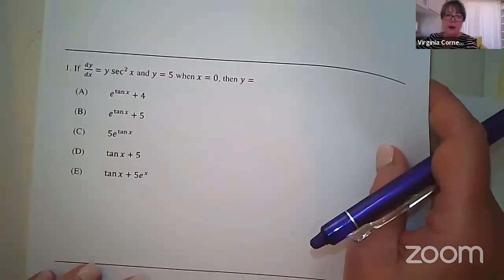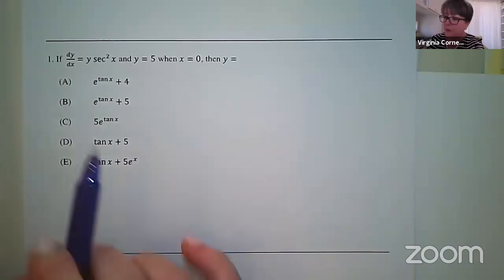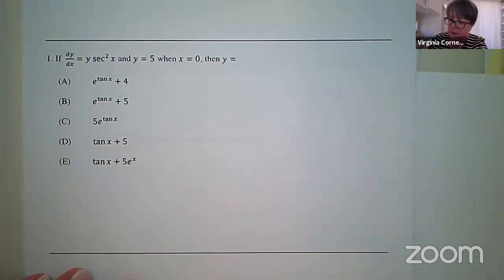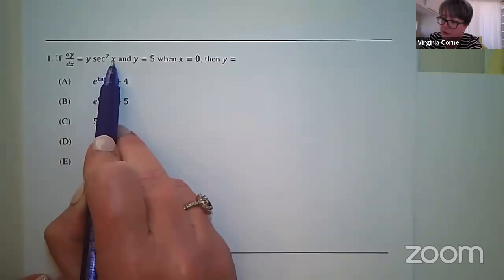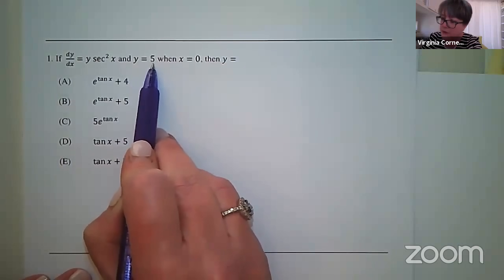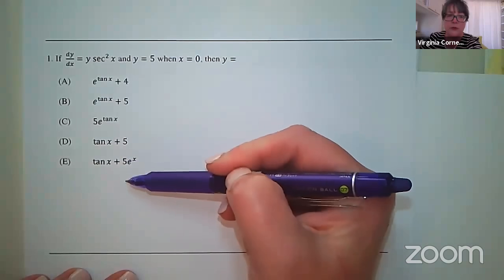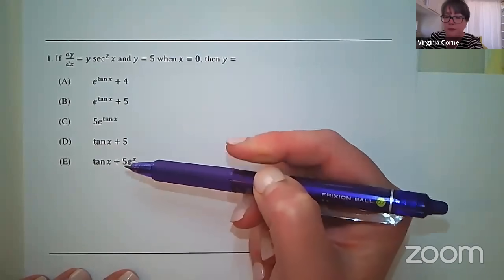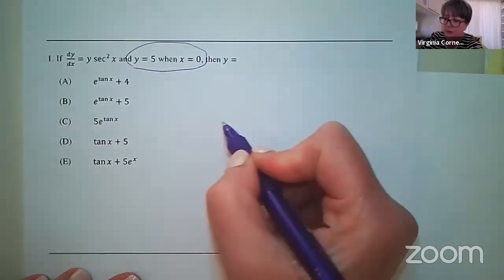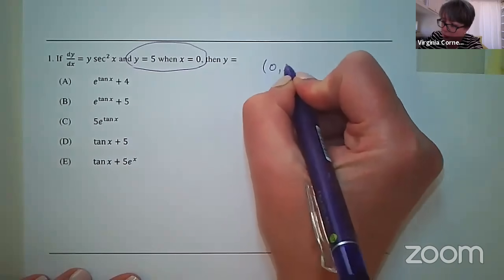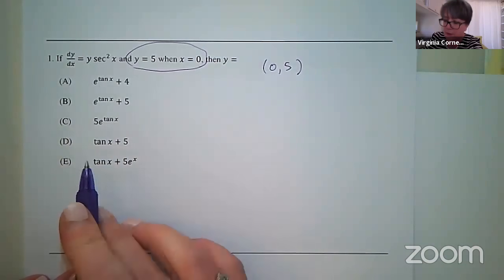Okay, here comes my second one, and it's number 1, actually. There were reasons for that, but we changed our plan. So this one says if dy/dx is equal to y secant squared x, and y equals 5 when x equals 0, then y equals, and then we've got all these choices here. So this is a little bit different, and there are a couple of different strategies to use. This right here is a point, so (0, 5) needs to be on the y equals right here.